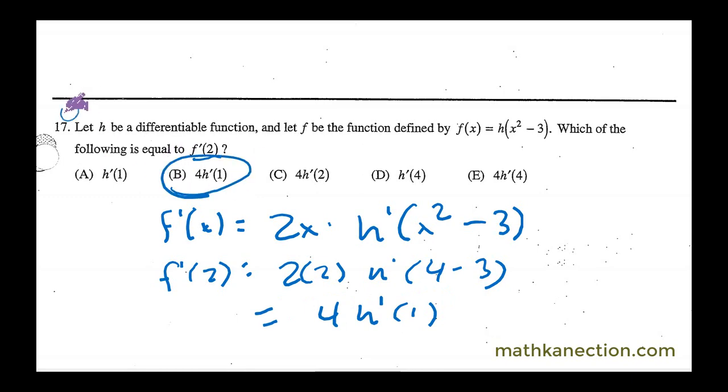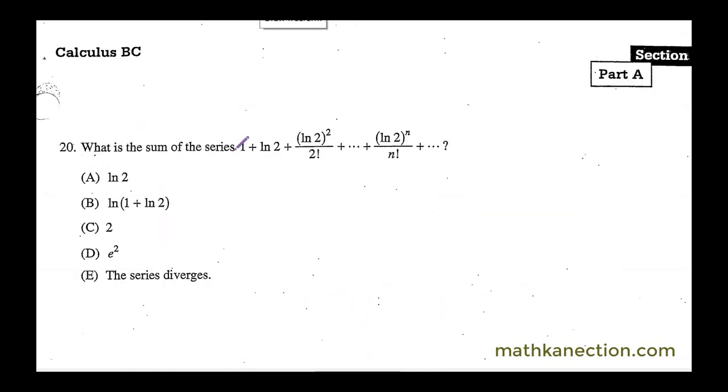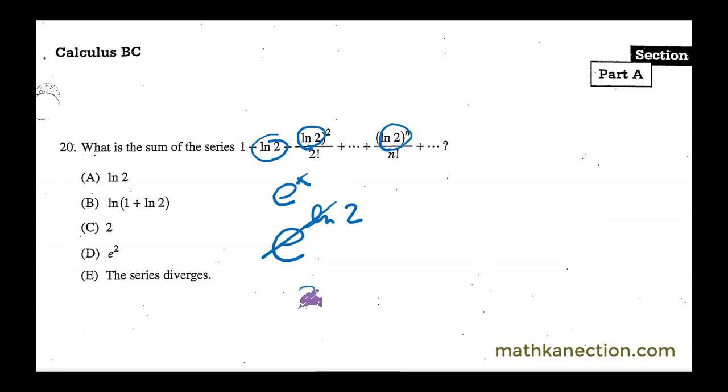And the last one that looked quick was the sum of the series, and it looks like it's a complicated problem, but I recognize that as the function e to the x, and they're just replacing in the value of natural log of 2 for every x, so e to the natural log of 2, which simplifies to 2.